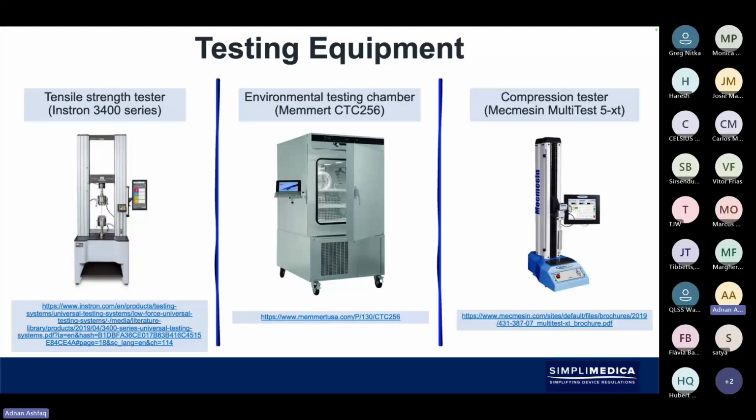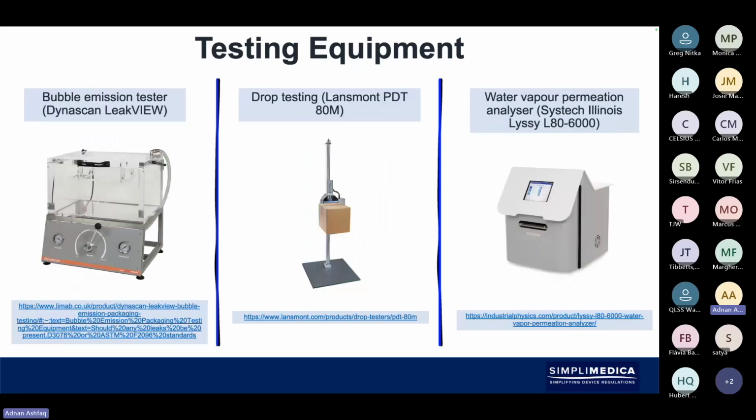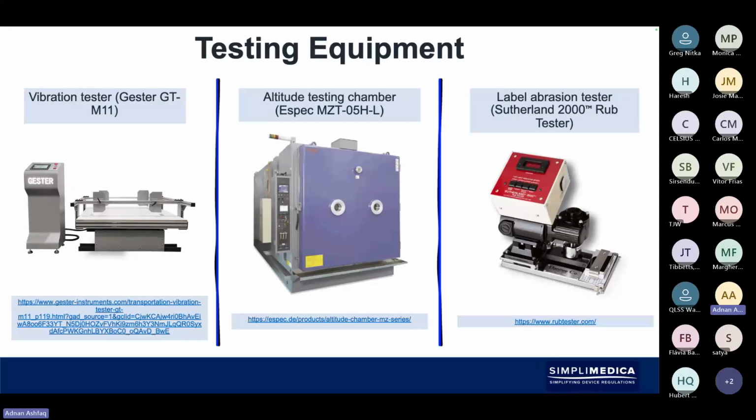Here's some test equipment that you would be using, or your external laboratory might be using. So tensile strength tester, environmental testing for aging testing, compression testing for shipping testing, bubble leak testing, drop testing, water vapor testing. These are some examples of equipment that would be used in the whole process of packaging validation. And then also vibration testing, altitude testing, and label abrasion testing. So this covers everything that we talked about.